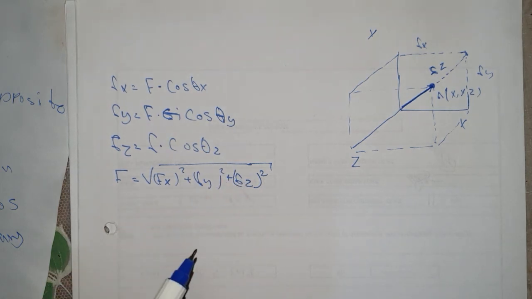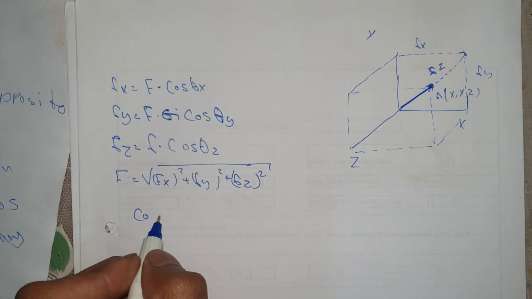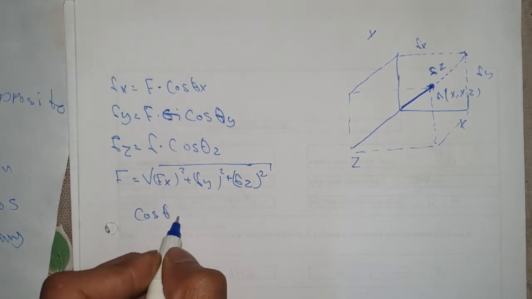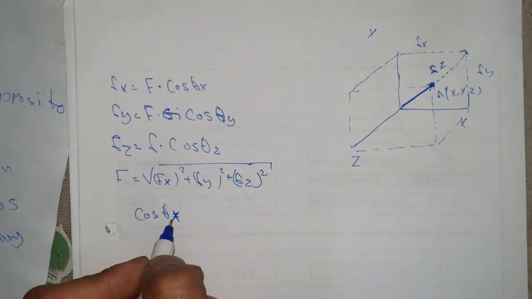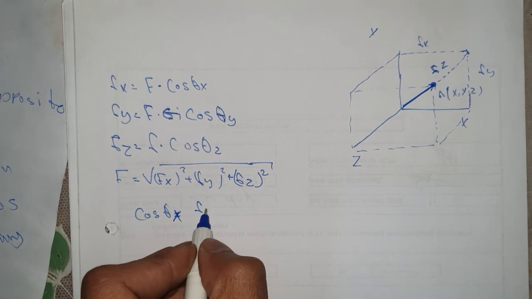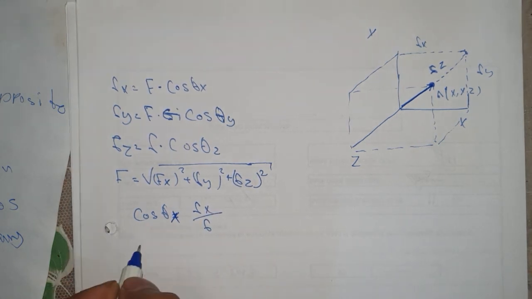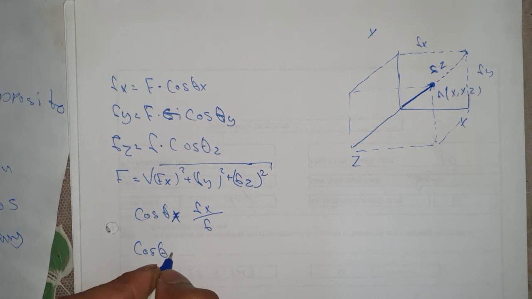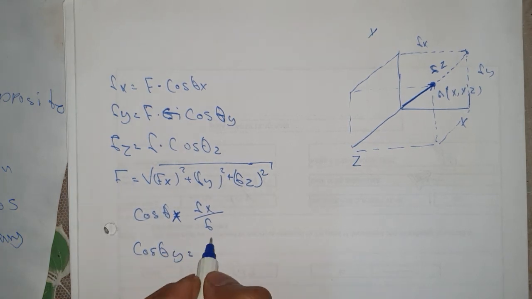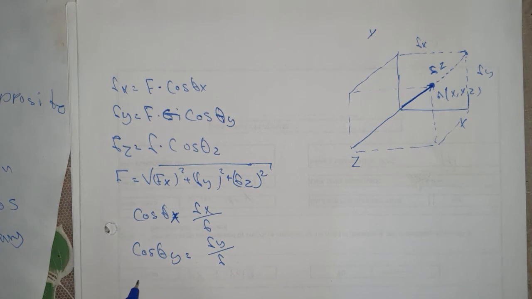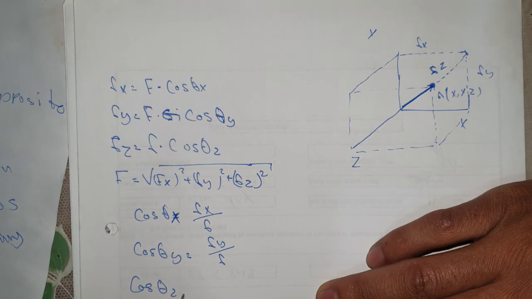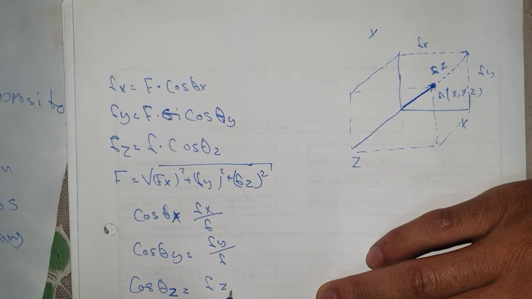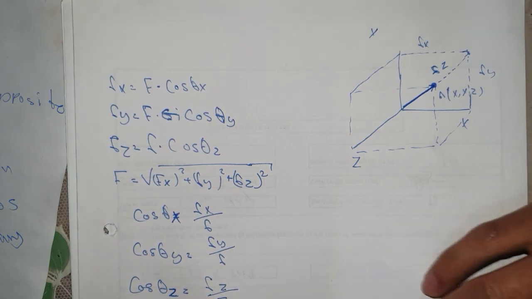And to find the angles, we will use the cosine. For theta x, the cosine of theta x is Fx divided by F. To find the cosine of theta y, we use Fy divided by F. And the cosine of theta z is equal to Fz divided by F.